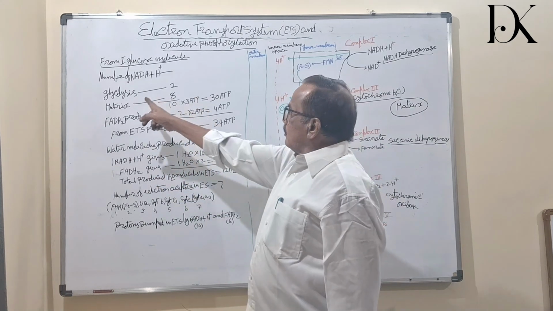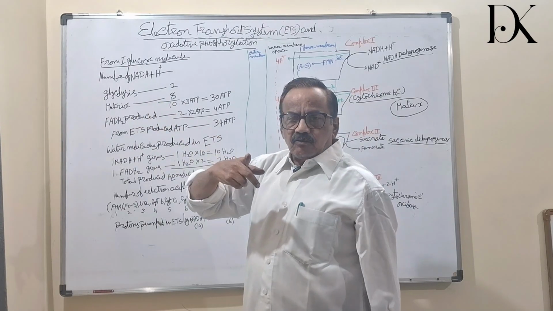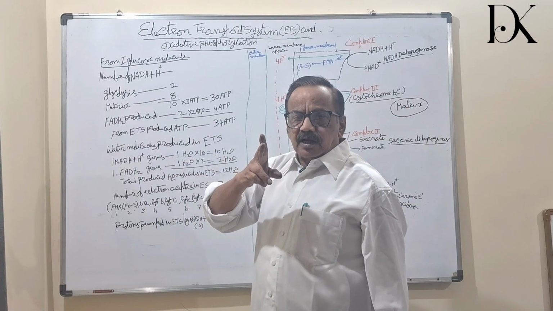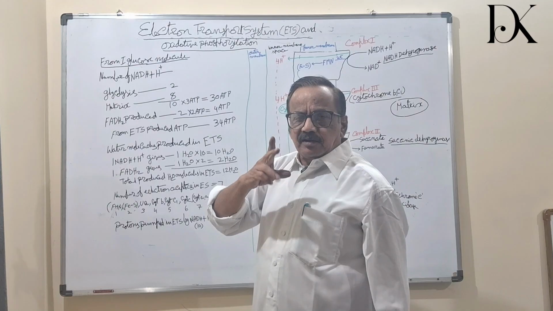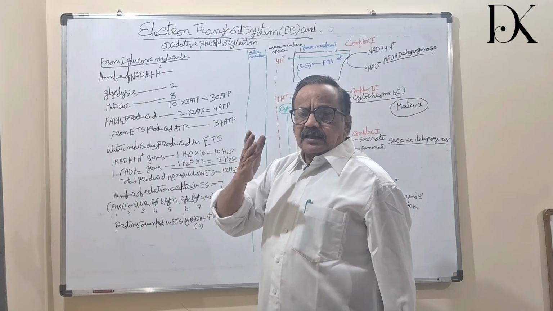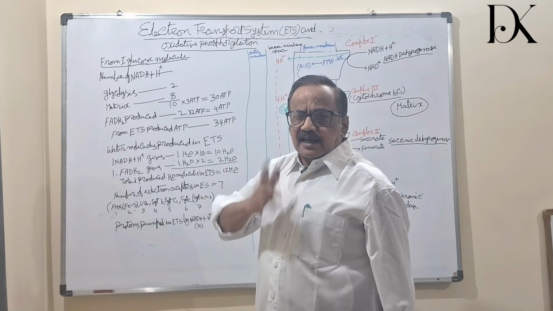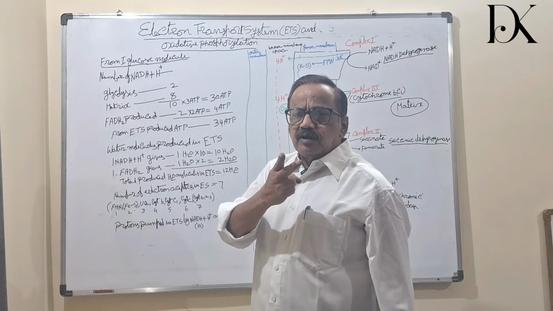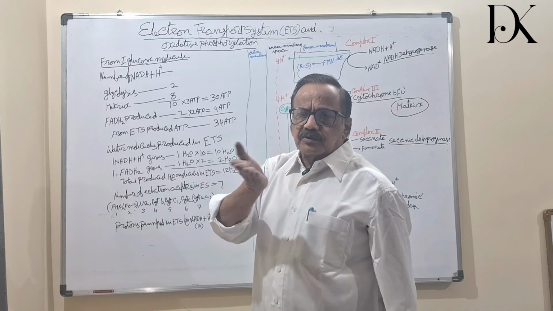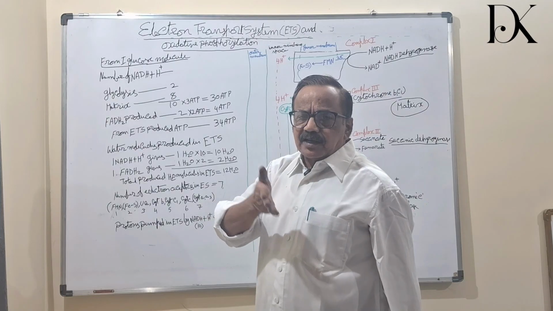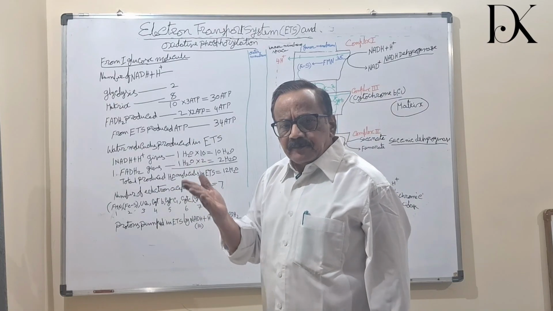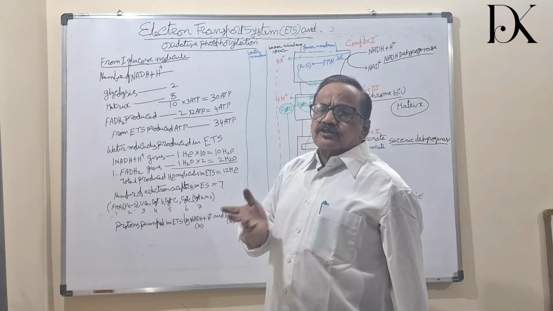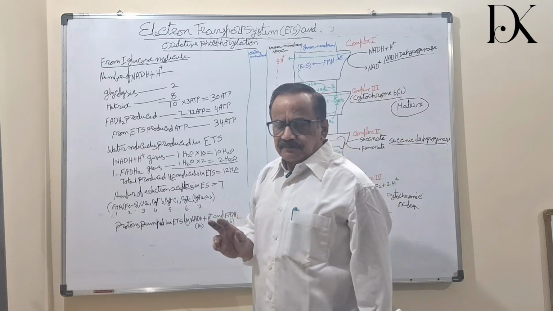From glycolysis, all of you know, from one glucose molecule, the 3 carbon compound glyceraldehyde 3 phosphate, when it is converting to the bisphosphoglyceric acid, it produces 1 NADH from each 3 carbon compound. 2 such 3 carbon compounds will come, because DHAP will be isomerized. That all of you know.